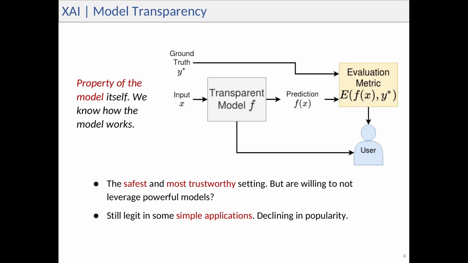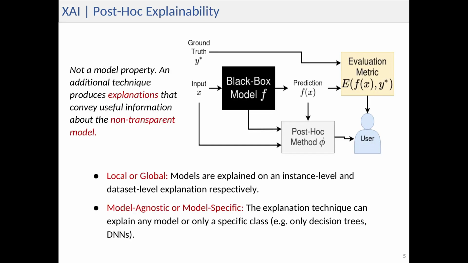However, as you can guess, having a model that is per se transparent means that F is very, very simple. So we cannot really leverage those complex models, which are pretty much pushing the boundaries of what we can do. And although it's still okay in simple applications where more complex models don't necessarily lead to better performance, as models are getting better, it is declining in popularity. So that's why we will mostly focus on the second branch, which is post-hoc explainability.